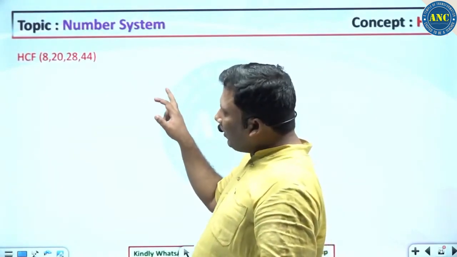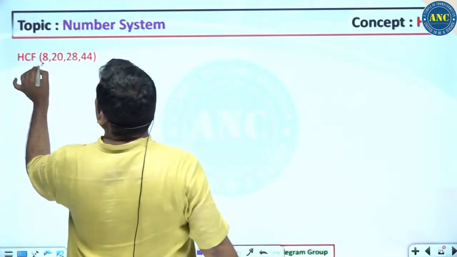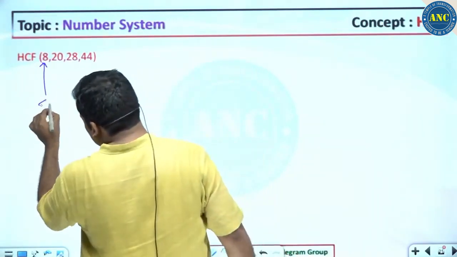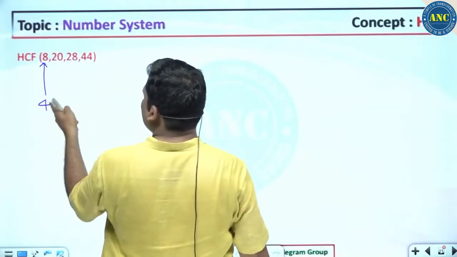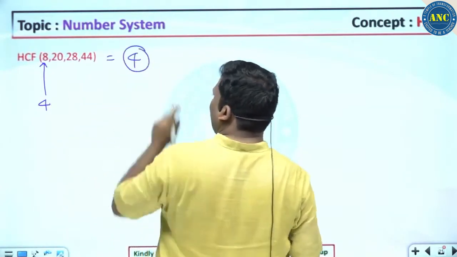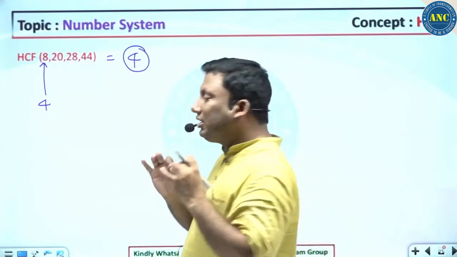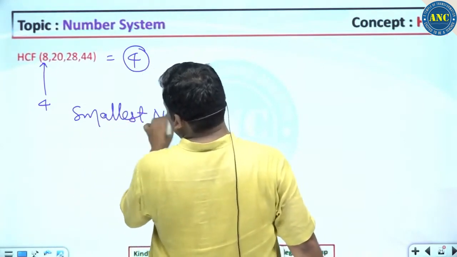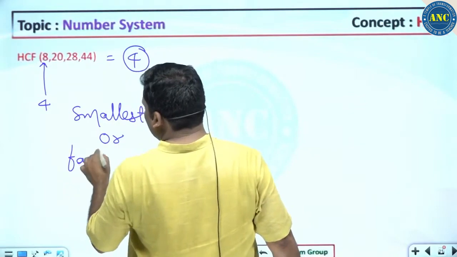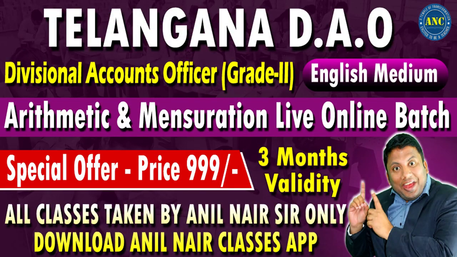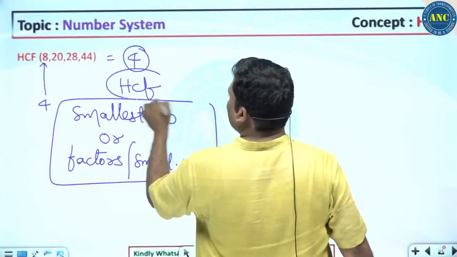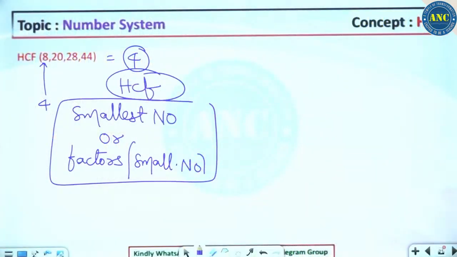HCF of 8, 20, 28, 44. The smallest number should divide every other number. 8 will not divide 20. Take the factor 4. 4 5s are 20, 4 7s are 28, 4 11s are 44. The answer is 4. HCF means take the smallest number in the given series, or the factors of the smallest number. This is the thumb rule to find the HCF.